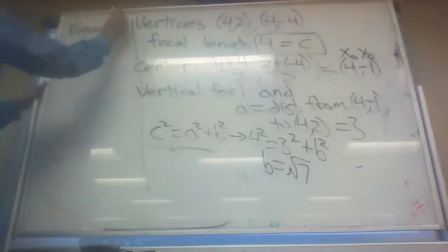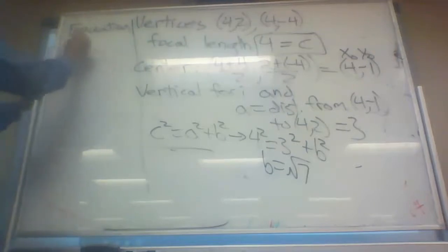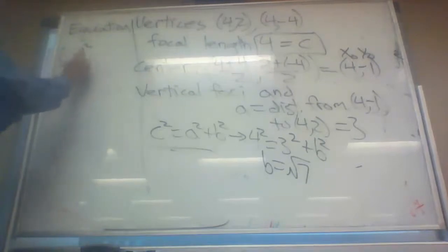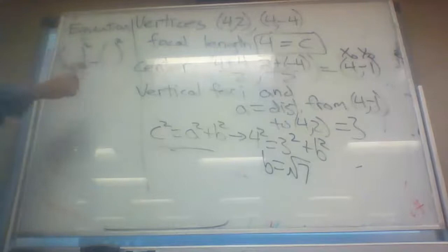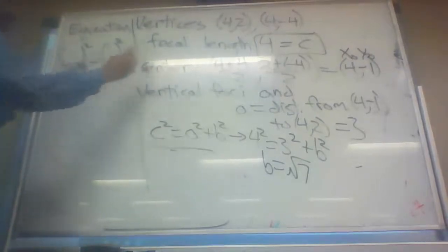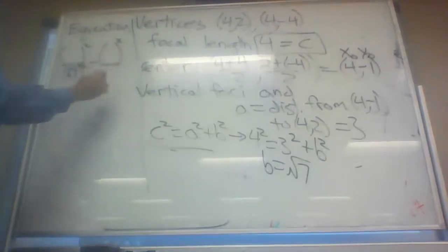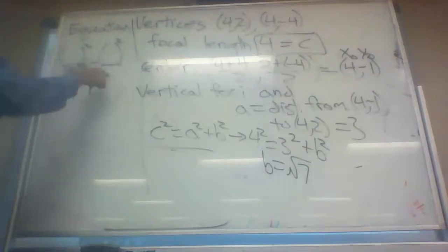Now don't use this equation because it's vertical. I use the other equation and I translate it, right? Shift it over in the plane. So the equation, since for vertical foci, I have to put the y term first. Y squared over b squared. Well, let's see, b is square root 7.